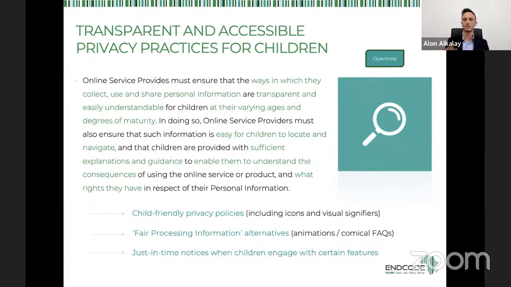Now, enabling them to understand the consequences is interlinked with them seeking representation from their parents or guardian or competent person. We want children to foresee that there are potential consequences and seek guidance from their caregiver.